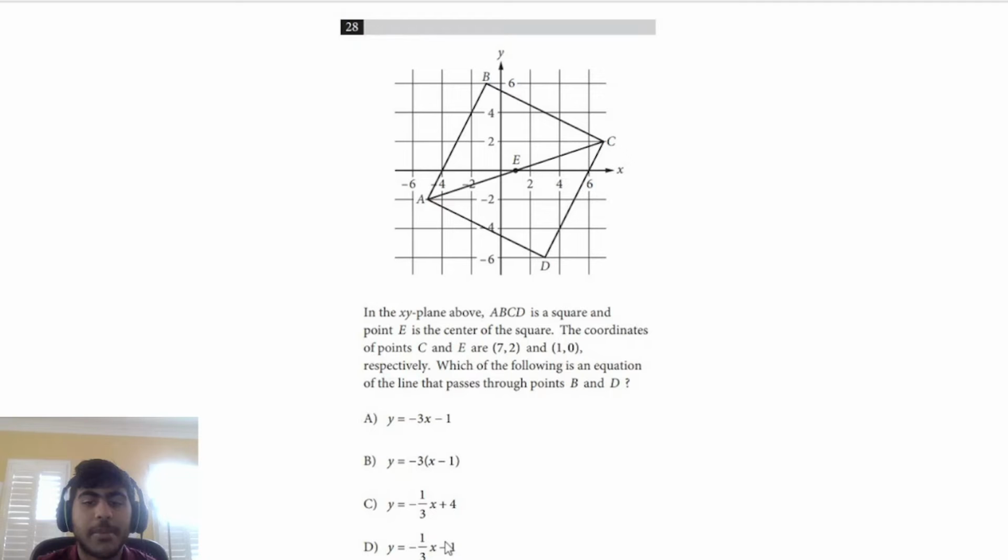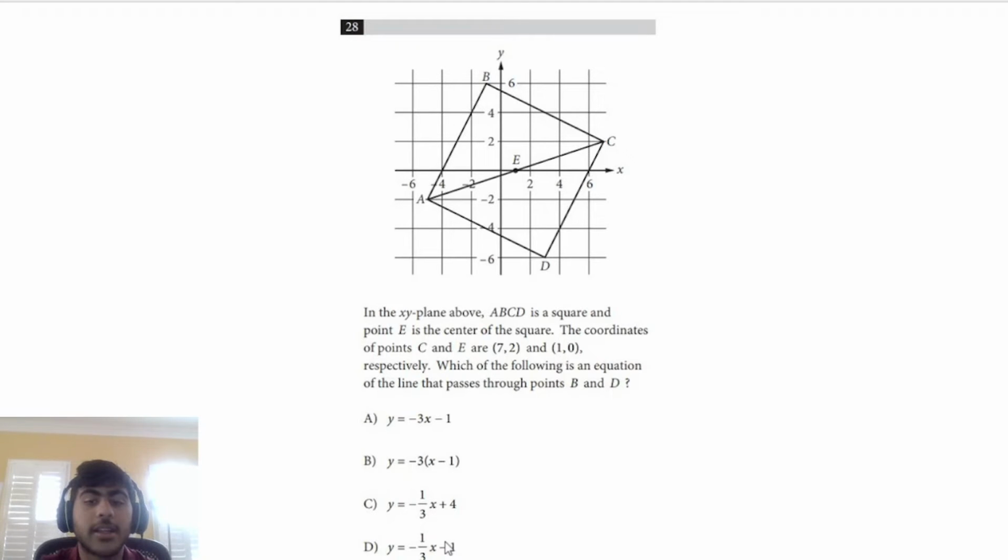Let's keep going. Number 28. In the xy plane above, ABCD is a square and point E is the center of the square. The coordinates of points C and E are 7, 2, and 1, 0 respectively. Which of the following is an equation of the line that passes through points B and E? Well, we can solve this in two ways.